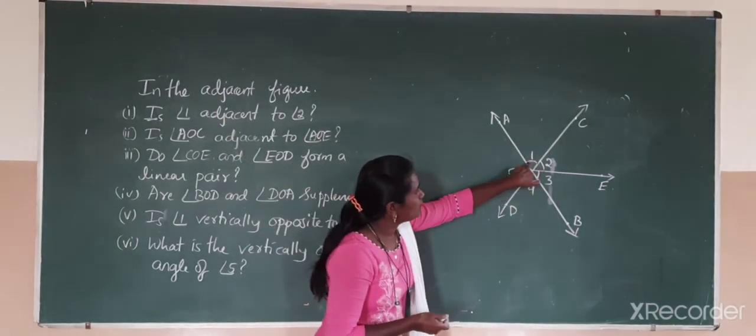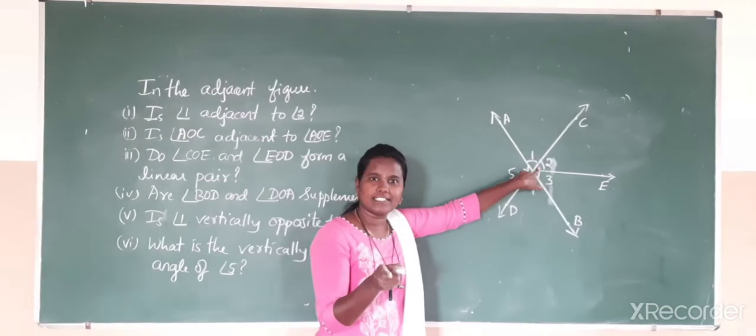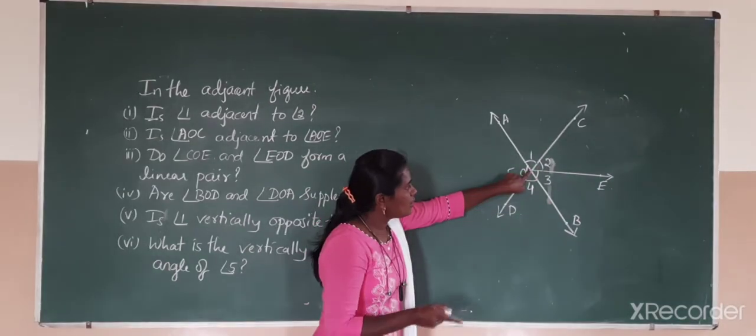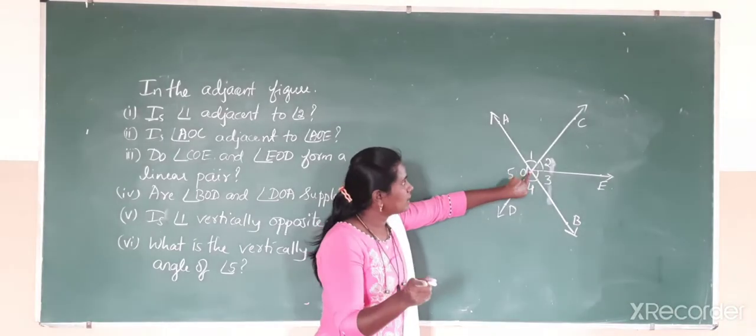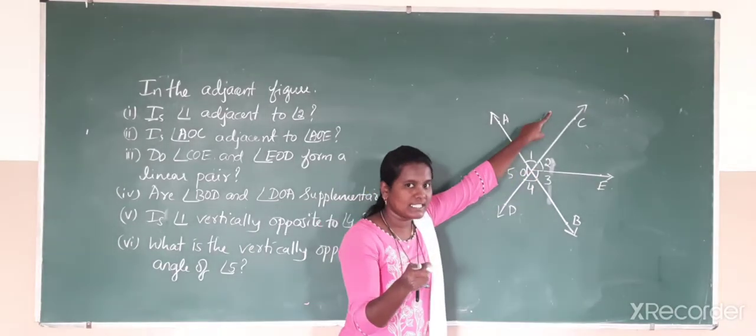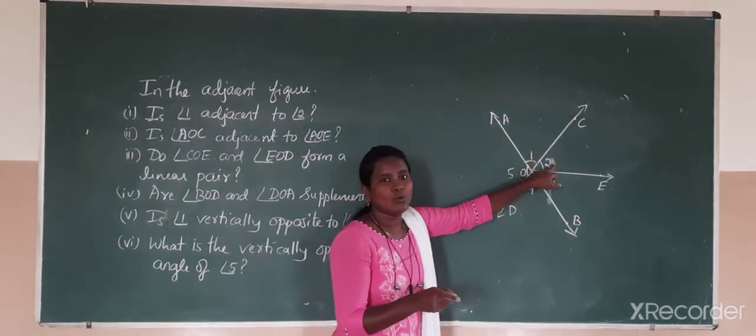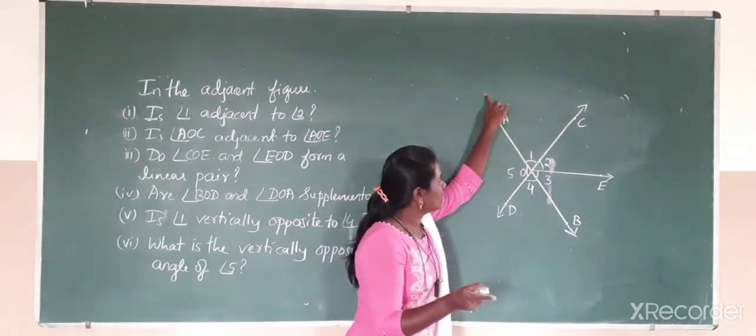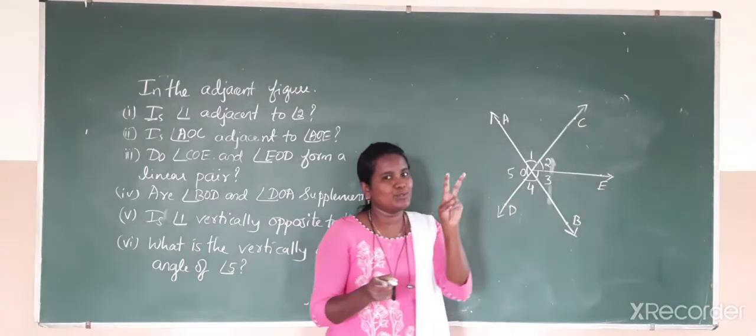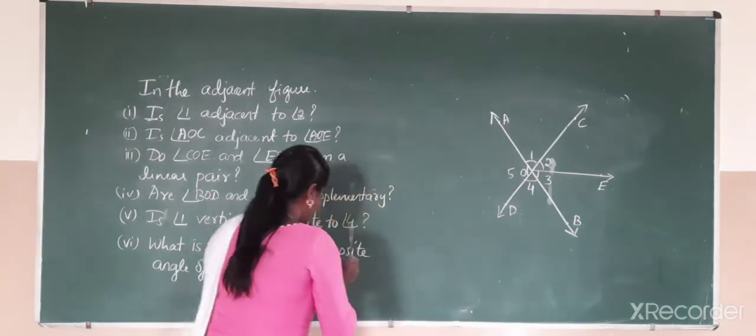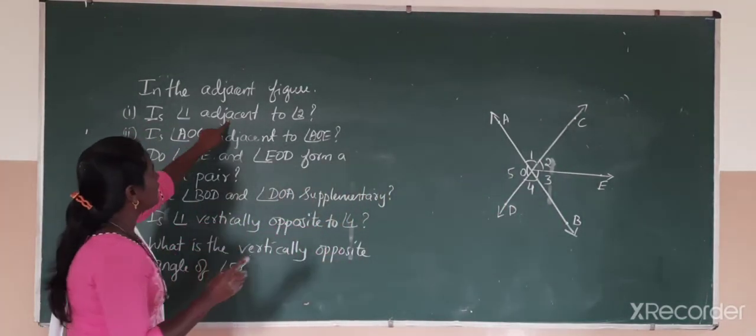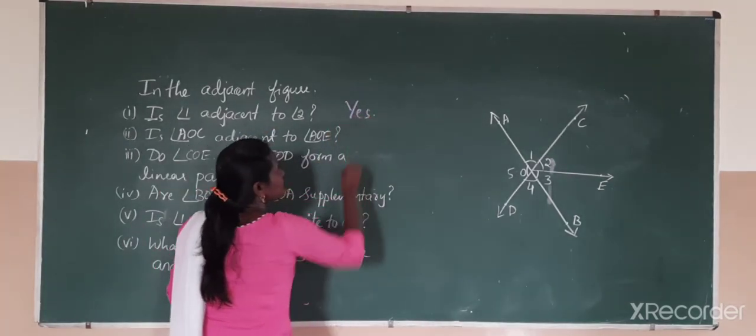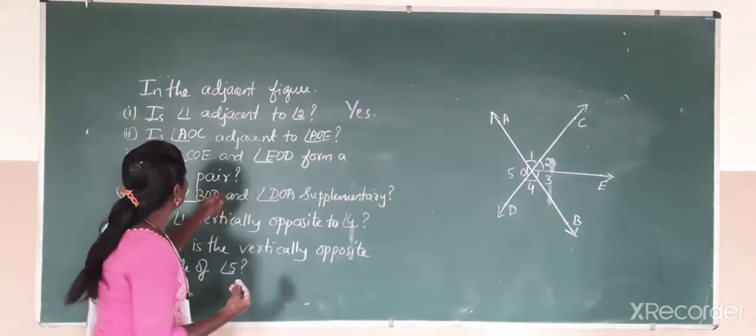So 1 and 2, are these looking like adjacent? Yes, of course, those are adjacent because the common vertex is O and the common arm is OC and the two angles are 1 and 2. This OC is separating AOE into two angles. Therefore, what we are going to write is angle 1 is adjacent to angle 2. Yes, those are adjacent. Only this much.